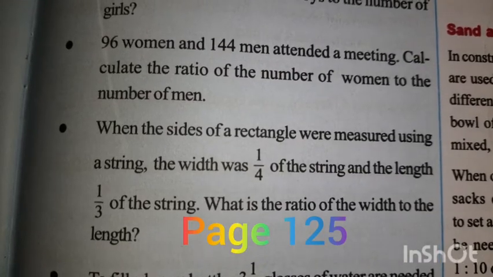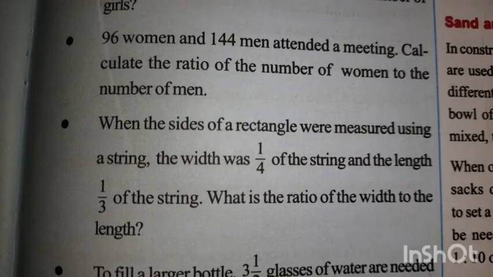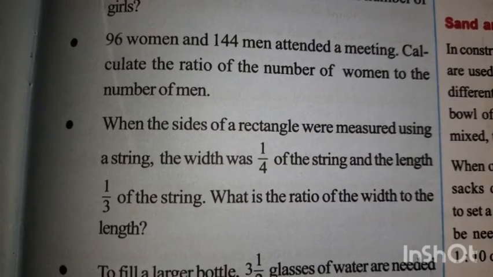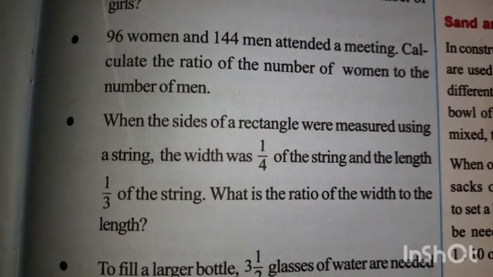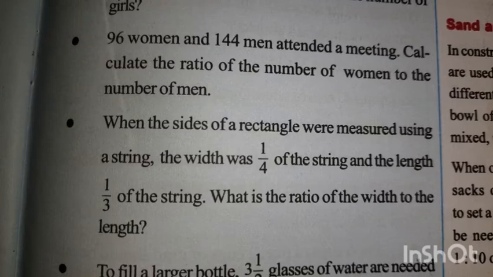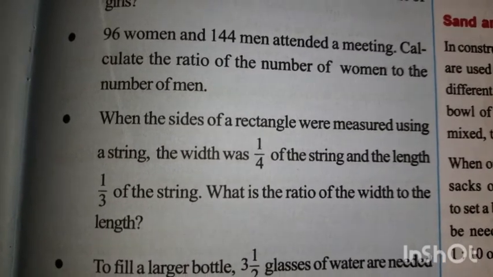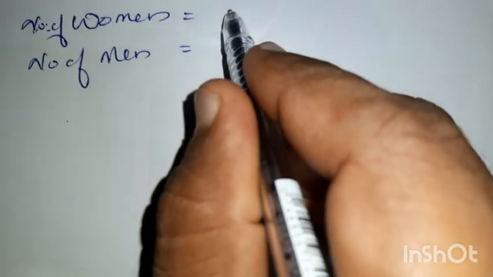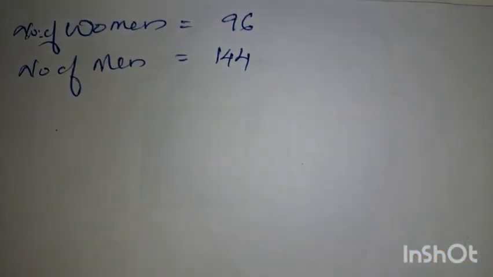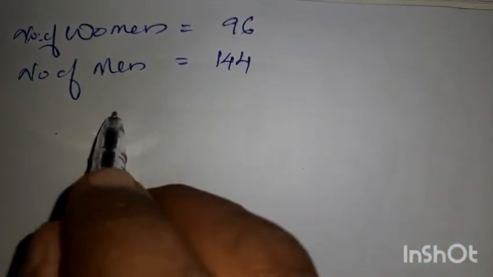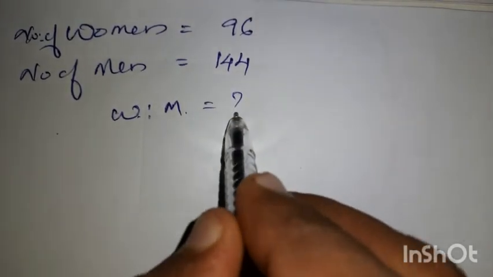96 women and 144 men attended the meeting. Calculate the ratio of number of women to the number of men. So the number of women and number of men are given, and we have to find out the ratio. Number of women to number of men we have to find out. Number of women is equal to 96 and number of men is 144. We have to find out the ratio of women to men.